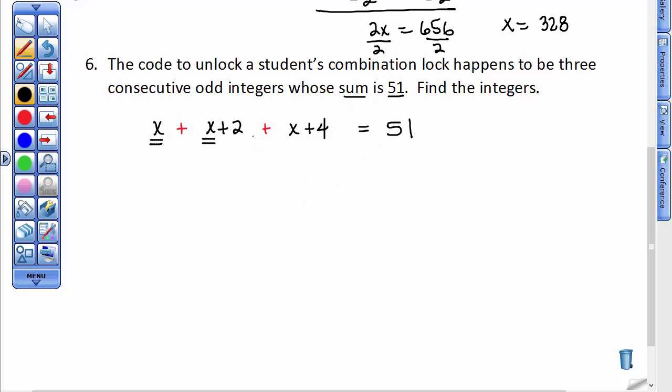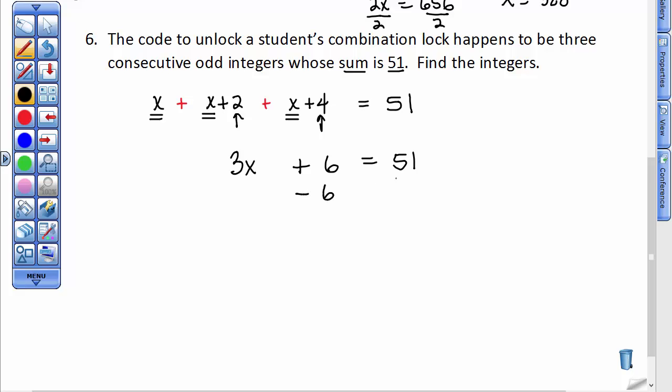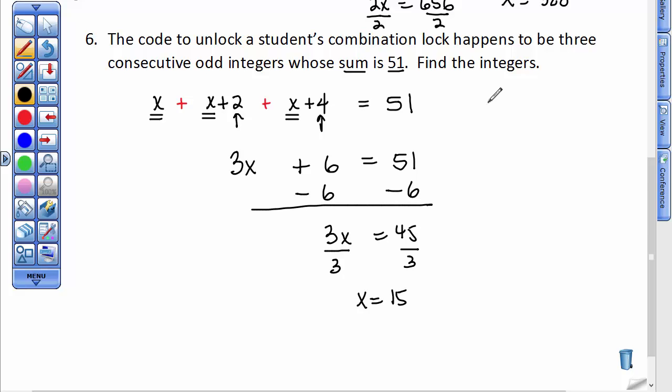And then 1x and 1x and 1x adds to be 3x. And 2 plus 4 adds to be 6. So I wanted to get those cleaned up terms on the left-hand side. And now I'll subtract 6 from both sides, and I'll have 3x equals 45. And when I divide by 3, I'll find out that the first number on the lockers is the number 15. Well, the next one is an odd number. They're consecutive odd integers, so the next would be 17, and the next would be 19. And your check would be to add those up and see if they equal 51. Pretty sure they do.